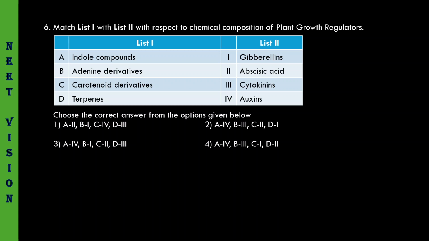So B is 3. Carotenoid derivatives: abscisic acid is a derivative of carotenoids, like xanthophylls. Terpenes: gibberellins are terpenes, diterpenes. So D is 1. So A4, B3, C2, D1. The answer must be the second option.